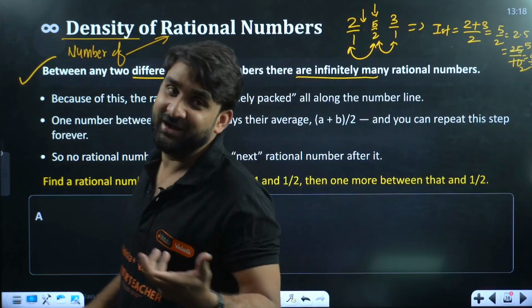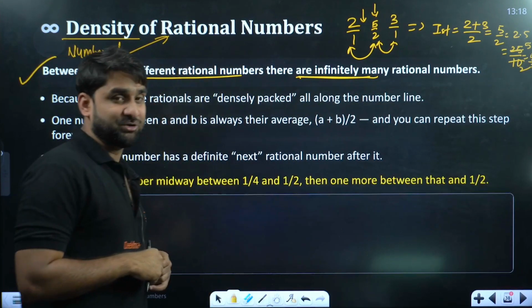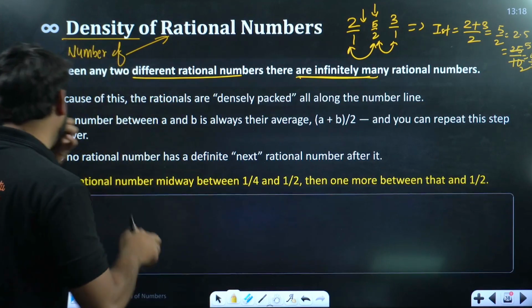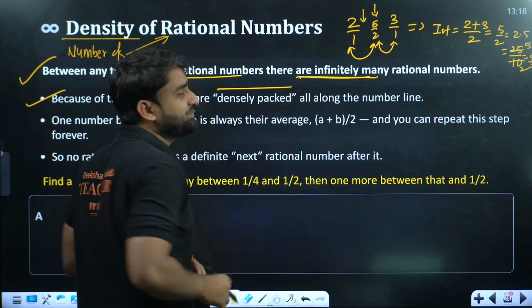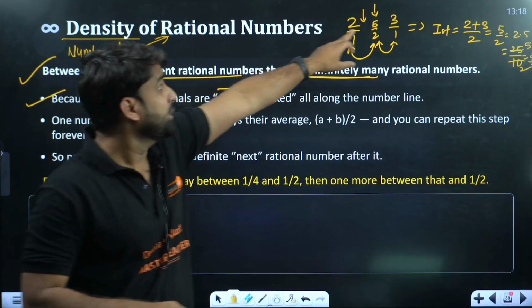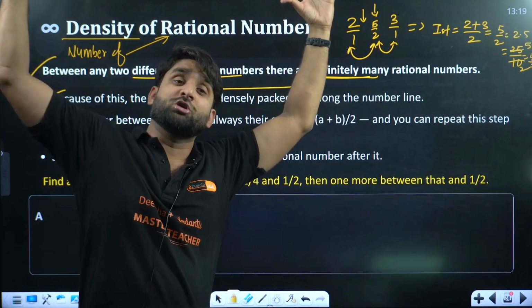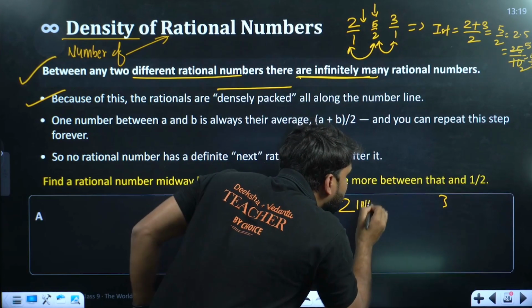There is no end. So that is the reason why I'm telling you guys, between two rational numbers, infinitely many rational numbers are possible. Moving ahead. Because of this, the rational numbers are densely packed. I have already told you, between two consecutive numbers, between 2 and 3, we are getting so many rational numbers.